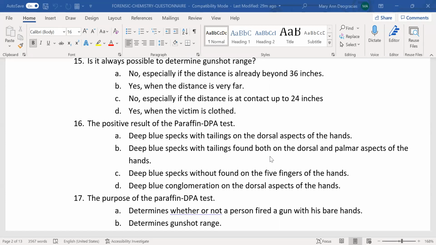Yung letter B, pag yan ang positive result na nakuha ni forensic chemist, ine-negative nila yan. Why? It might be nitrate or it might be nitrates coming from other sources such as fertilizers, what else? Cosmetics, ano pa? We have this urine, detergent, yun, magpa-positive din yan.